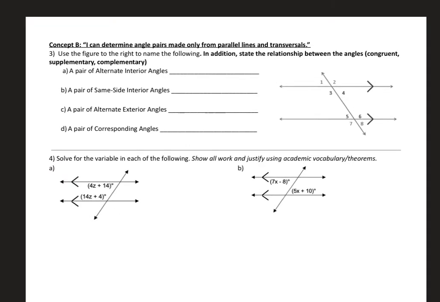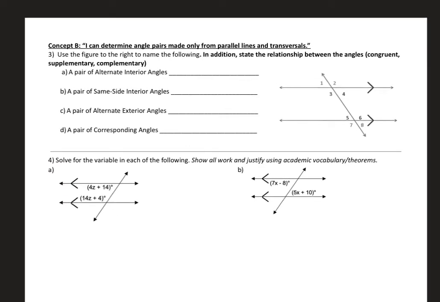I can determine angle pairs made only from parallel lines and transversals. So this one we are naming angles and stating the relationship. Here's an important thing to remember. With parallel lines cut by transversals, the angle pairs are only congruent or supplementary. None of these angle pairs are complementary.